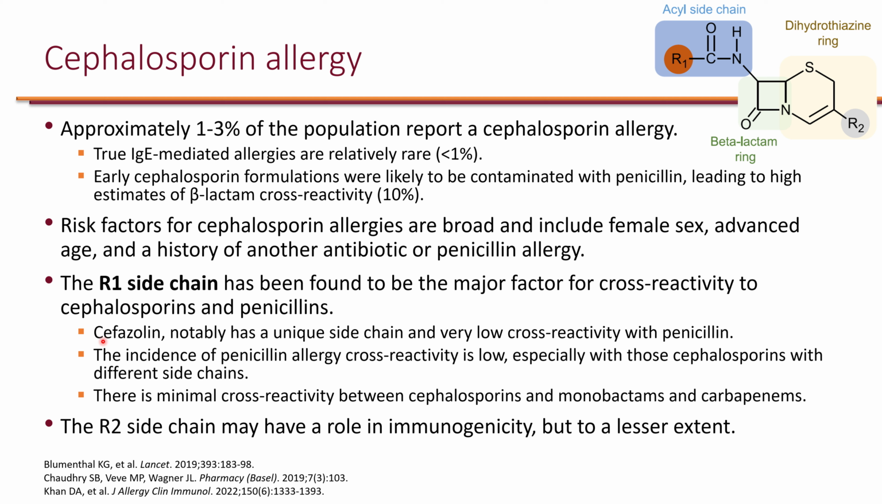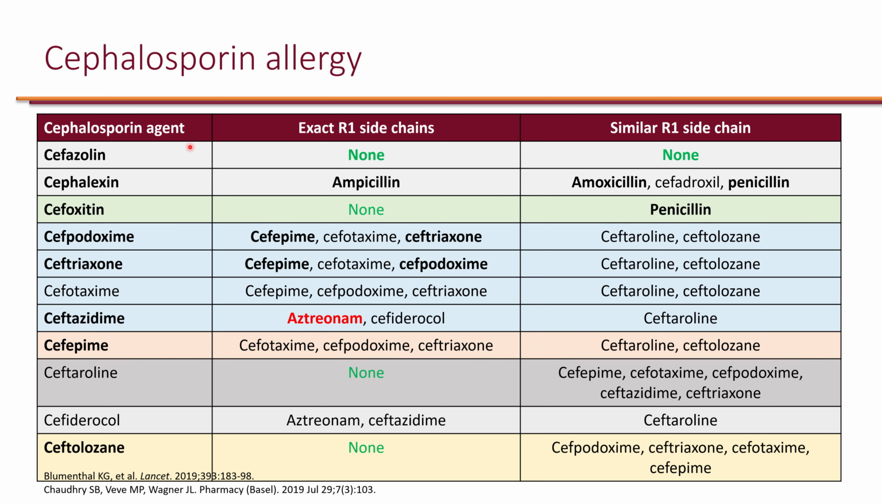Now, something that stands out is that cefazolin actually has a unique side chain, so it has very low cross-reactivity with penicillins. No other beta-lactam has the same cephalosporin side chain. So that's good. When it comes to deciding on similar side chains, we really rely on the R1. Although the R2 side chain may have a role in immunogenicity, it is to a lesser extent. So we'll focus on similarities of the R1 side chain.